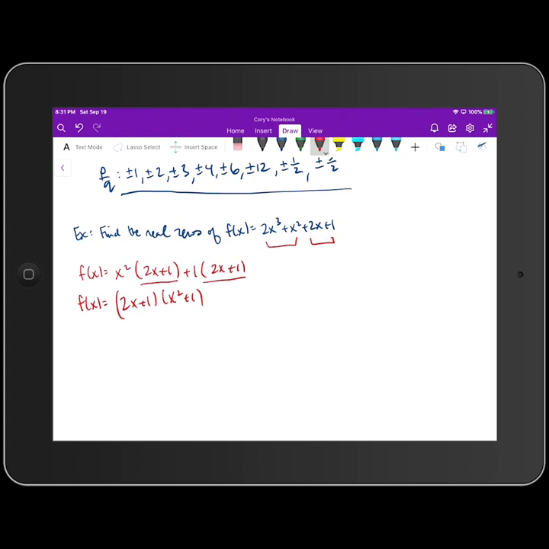We know x squared plus 1 does not have any real zeros. So the only real zero here occurs where 2x plus 1 is equal to 0. And that happens when x is equal to negative 1/2. Now, the multiplicity of that zero is 1. So we know our graph is going to cross the x-axis at that point. Okay, so that's all we have to do for this, find the real zero only.